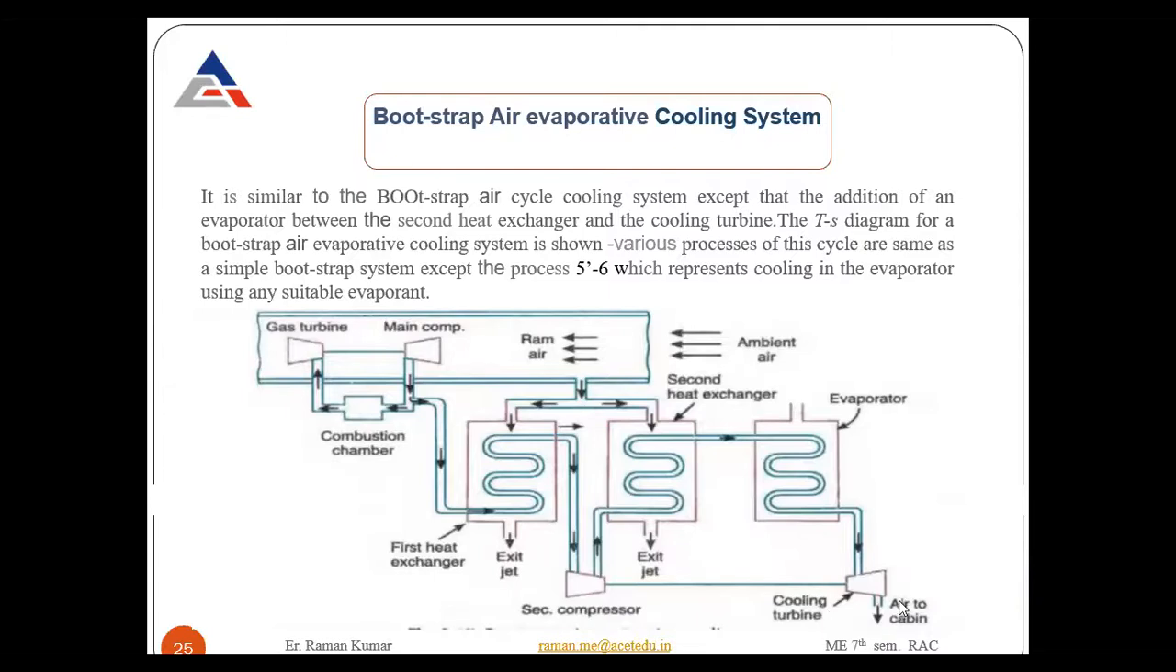After this, it passes through the cabin, where it takes the heat load. Now look here: in this system there are two heat exchangers and one evaporator, and this evaporator is placed between the turbine and the second heat exchanger. This cooling turbine also helps run the secondary compressor.